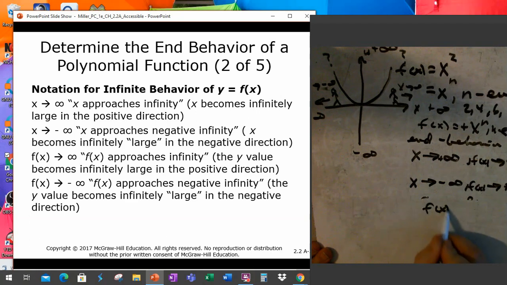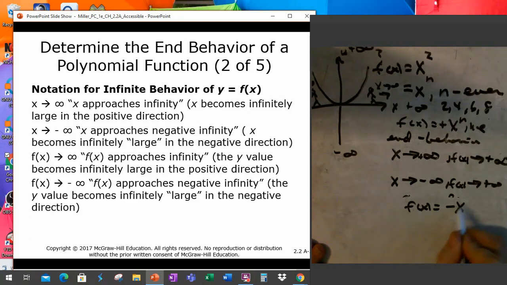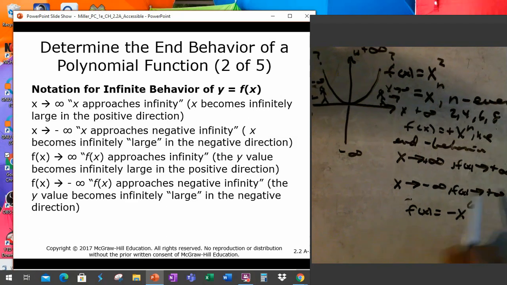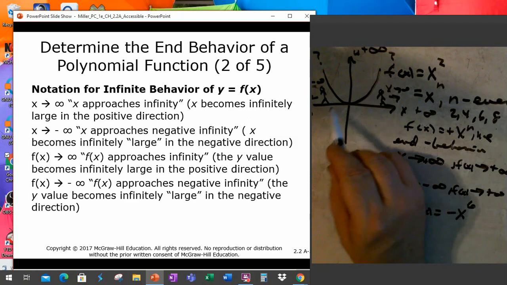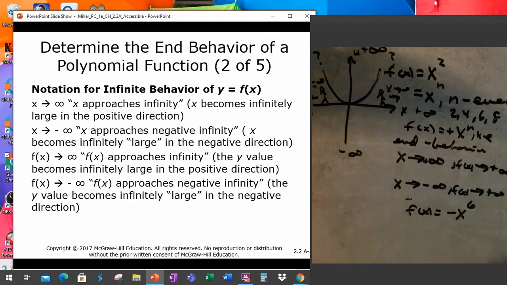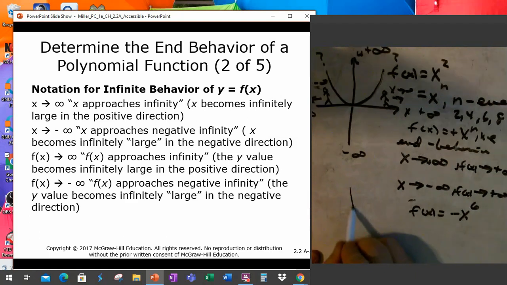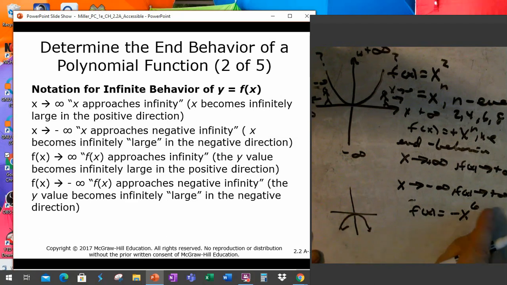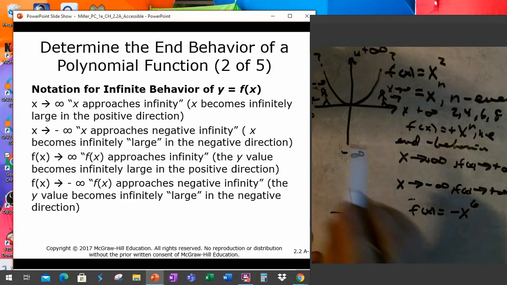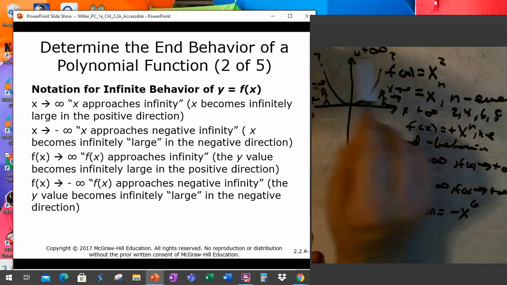f of x, the base function, being negative x to the n, and let's pick one. So this is negative x to the 6, so my n is even. It's going to be the same behavior, except now this picture is going to go like this, right? So now I've got this quick picture: just from knowing the degree, the basic one is up, up.